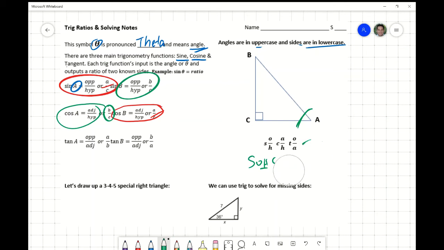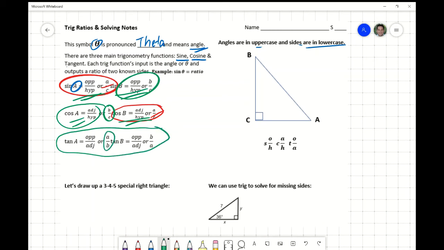One more thing before I get rolling here. Notice that unlike sine of A being equal to cosine of B and cosine of A equal to sine of B, notice what happens with tangent. Tangent, the ratios will always be flipped. They'll be the reciprocals of each other, when we start putting numbers in here.